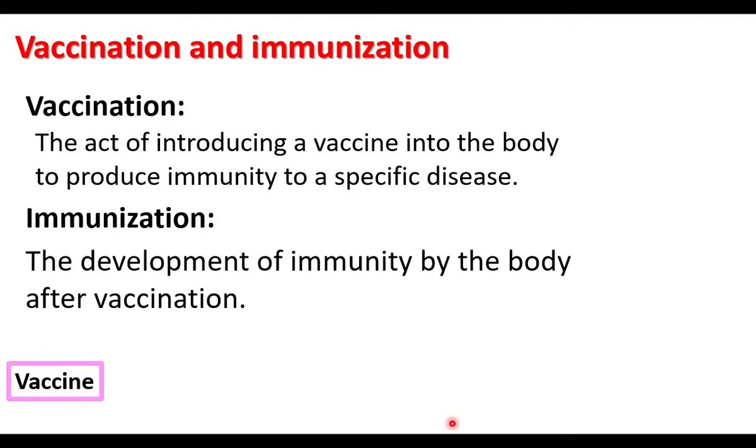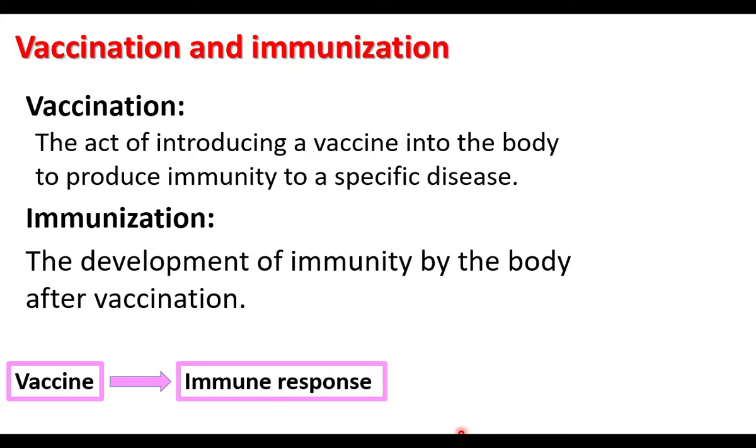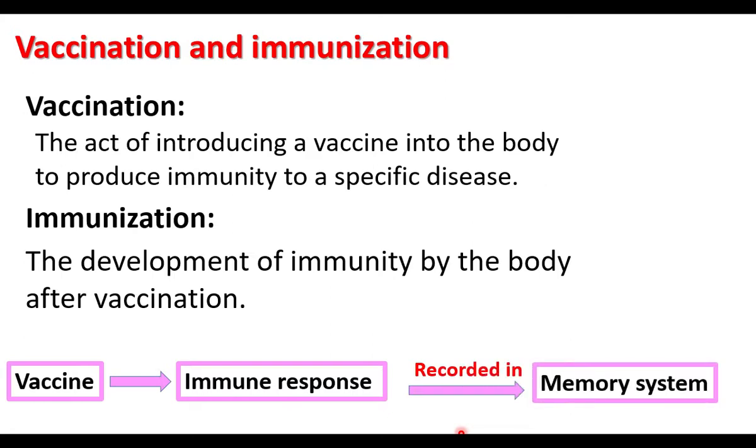A vaccine stimulates immune response, that is antibody production or activation of cell-mediated immunity. This immune response generated by the vaccine is recorded in the memory of the immune system. So when the infection occurs the next time, the immune system exhibits a fast, quick, powerful response. This is the mechanism of working of a vaccine in developing immunity.